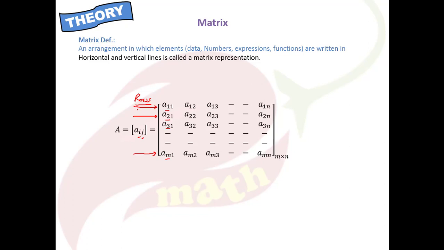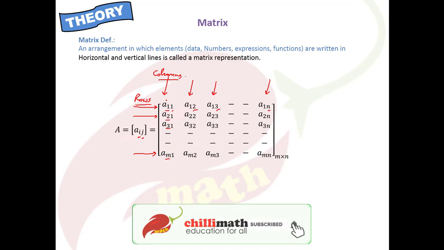Okay, horizontal lines are called rows, and these vertical lines, these are called columns. Now onwards we'll use these words. Okay, rows for horizontal lines and columns for vertical lines. And how many columns are there? 1, 2, 3 and n. So in this matrix we have m rows and n columns.